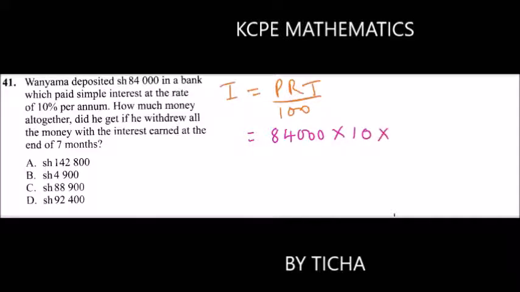You multiply by, now if we withdrew the money after 7 months, so that is a fraction of a year, which we can represent by 7/12, and this we divide by 100, just as the formula is. So you can simplify that. You can cancel that, divide by 10, and you can also divide there by 10.